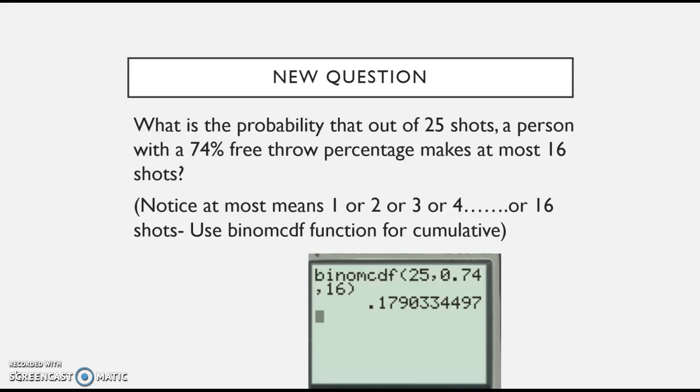So we're going to go second VARs again and take us to that distribution menu again. This time scroll down to A for binom CDF. And that CDF is the cumulative distribution function. So that will add up all of the probabilities from 1 to 16. And if we do that, we end up with 0.179. So 17.9% of the time, our free throw shooter will hit either 1, 2, 3, 4, 5, all the way up to 16 shots. So that's the at most case.